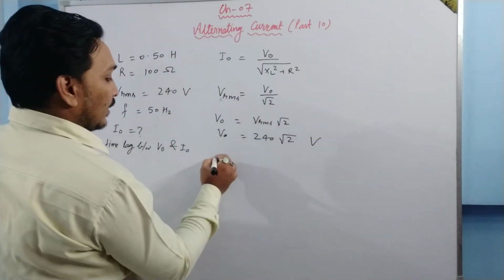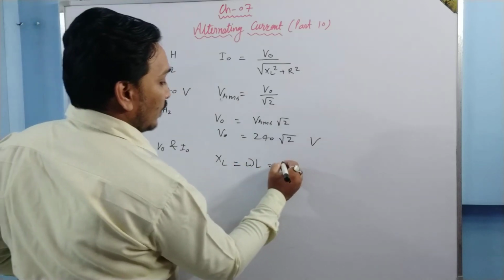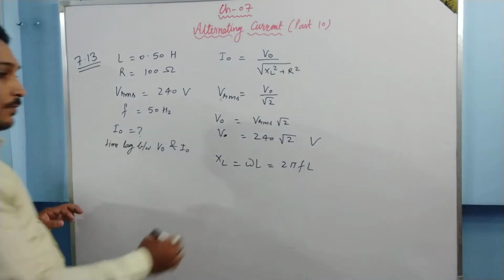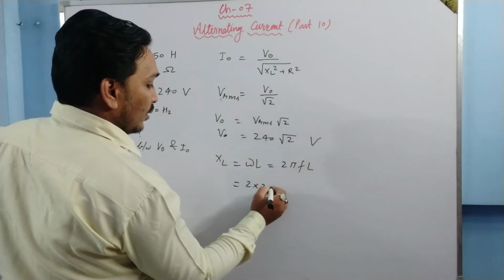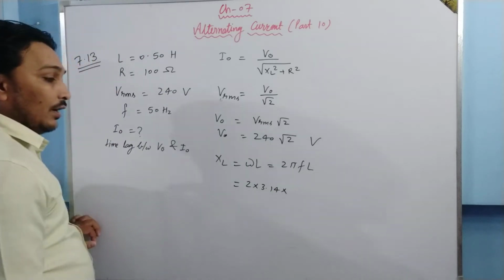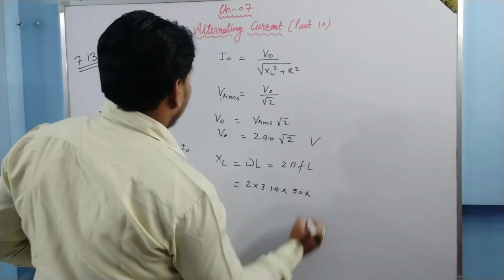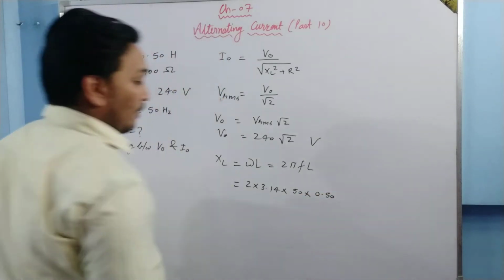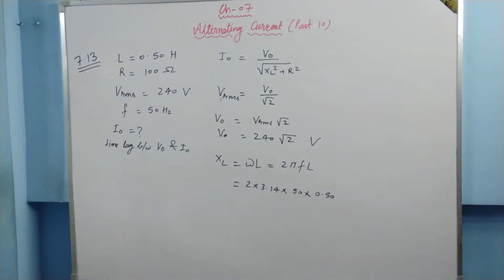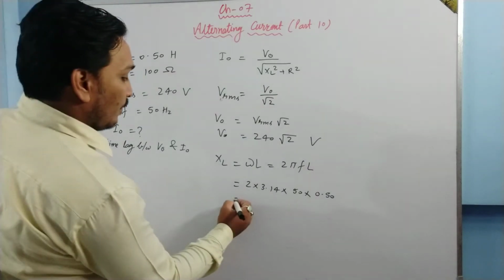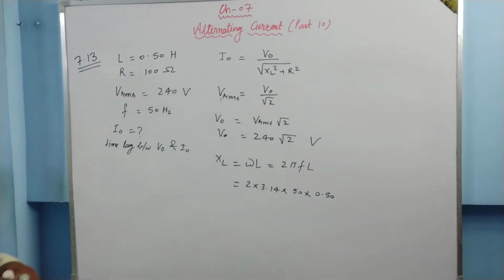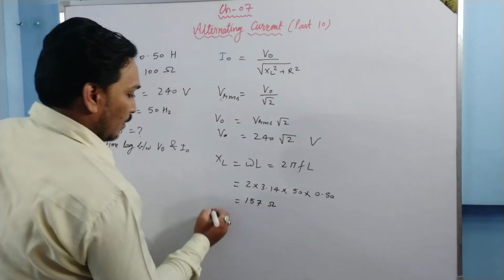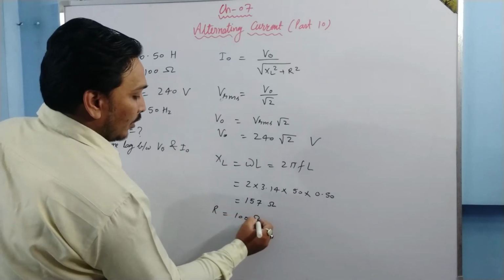What is XL? XL is equal to omega L, which is further equal to 2 pi FL. Now just put the values. 2 multiplied by pi, which is 3.14, multiplied by F, which is 50, multiplied by 0.50. When you multiply all of them, you are going to have 157 ohm. The value of R is already given, 100 ohm.